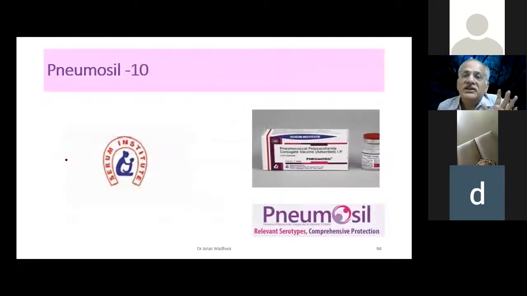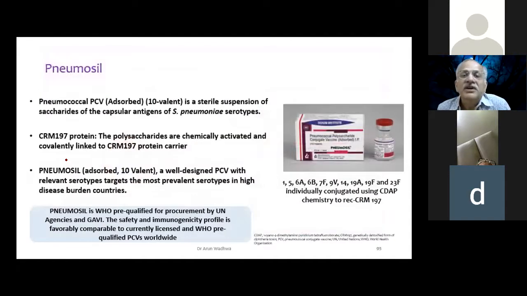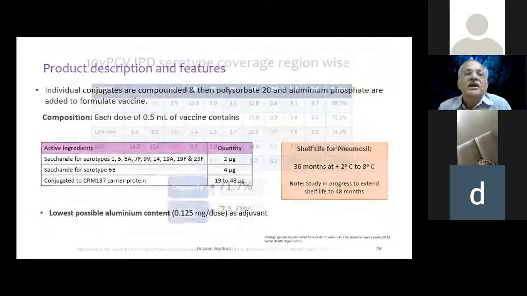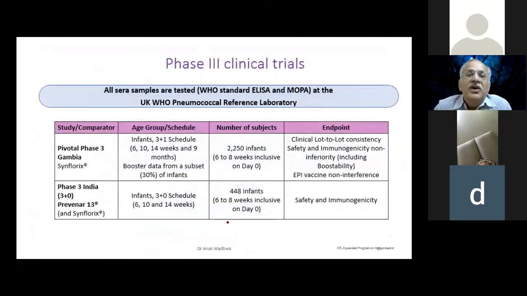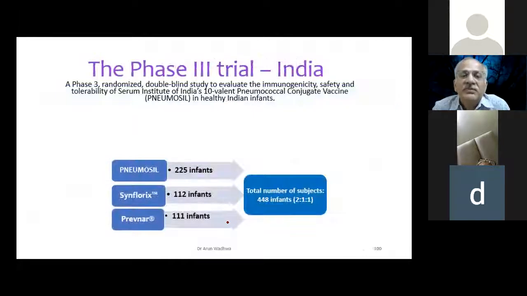Then lastly, shortly, I'll tell you about the new PCV10. We've heard about this very often. I showed you the serotype coverage region-wise just now. Globally, it has 10 serotypes, including 6A and 19A, and does not have 4, 18C and 3. Globally, the same serotypes are present in 71% of children, and in India around 73%. These phase 2-3 studies were done in Gambia. I'll just show you briefly about the Indian phase 3 trial because that is what we are concerned about.